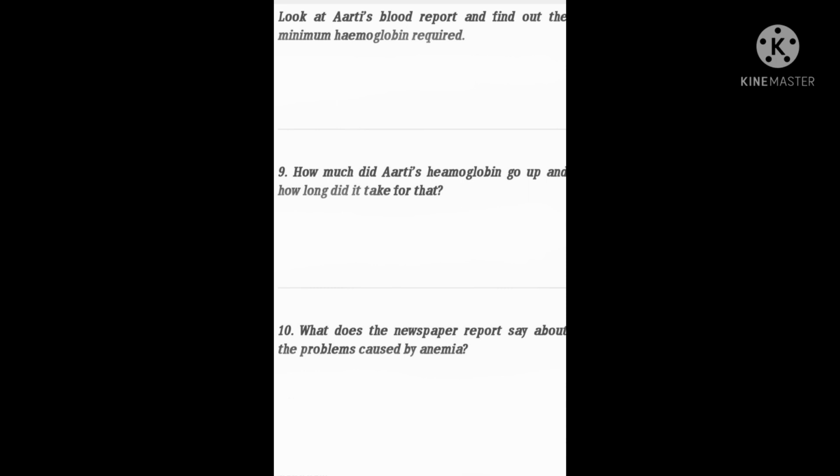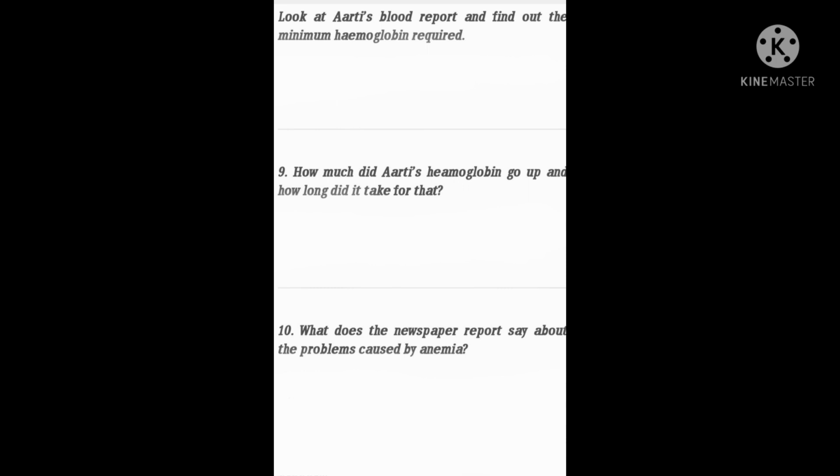Question number 8. Look at Aarti's blood report and find out the minimum hemoglobin required. Answer: minimum hemoglobin requirement is 12 g/dL. Question number 9. How much did Aarti's hemoglobin go up and how long did it take for that? Aarti's hemoglobin increased by 2.5 g/dL, that is around 30% in about 3 months.